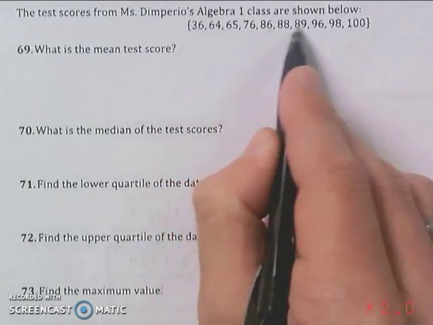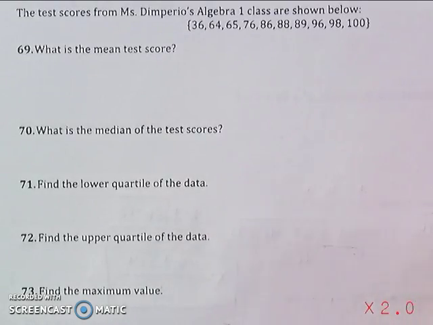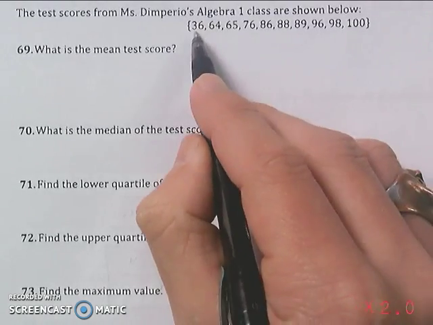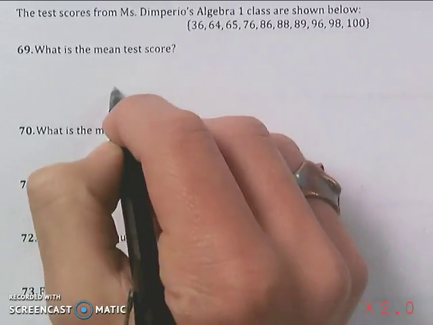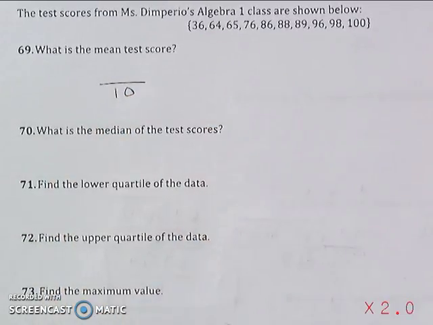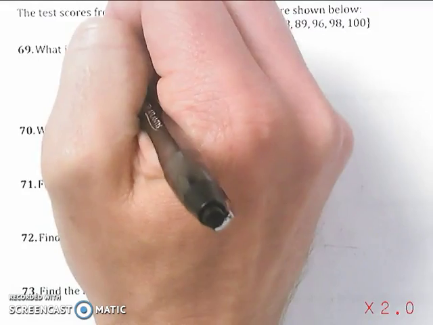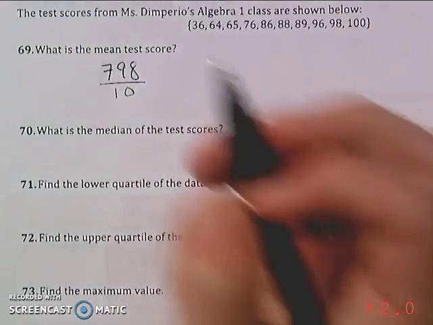Mean. You take all these numbers and add them up and divide by how many we have. We have 1, 2, 3, 4, 5, 6, 7, 8, 9, 10 values. Let's add them up. I got my calculator. This is a good reason to have a calculator. If you don't, you're going to have fun adding. Okay, so I get this as my sum.